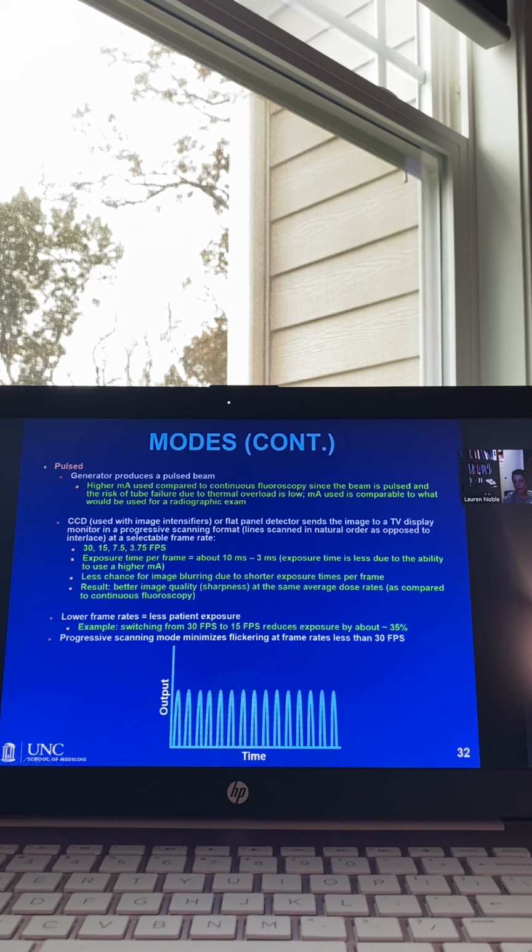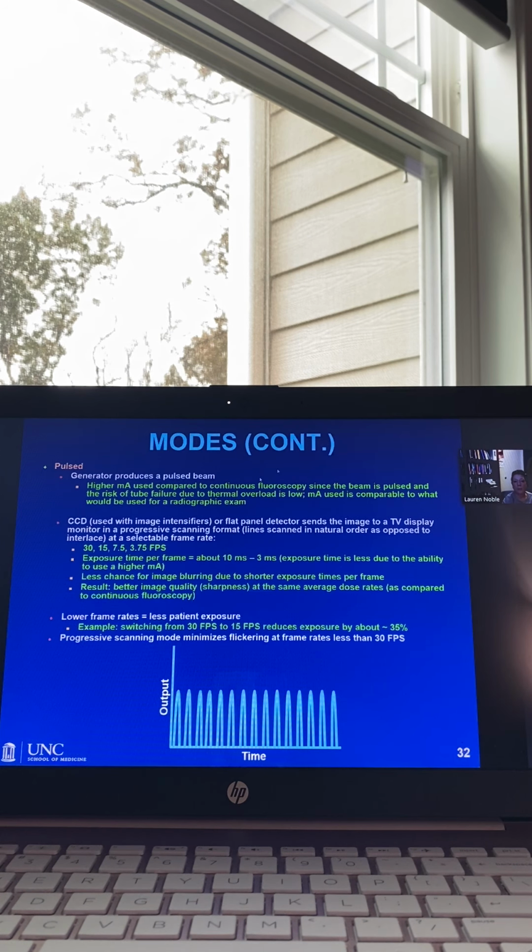So that's what you need to know. Newer units have pulsed mode. It displays the images in a progressive scanning format, so that allows exposure time to be low. And know that if you see numbers like this, the lower the number, that means there's more dead time during the procedure, during the exposure. So patient exposure is reduced.